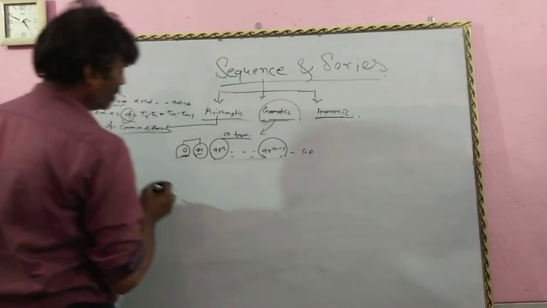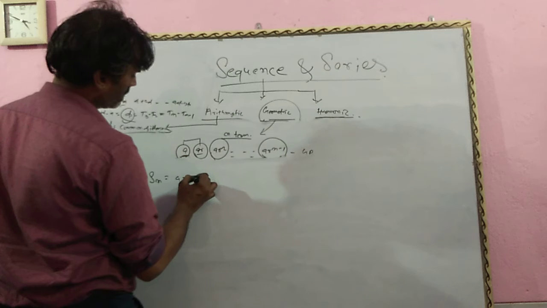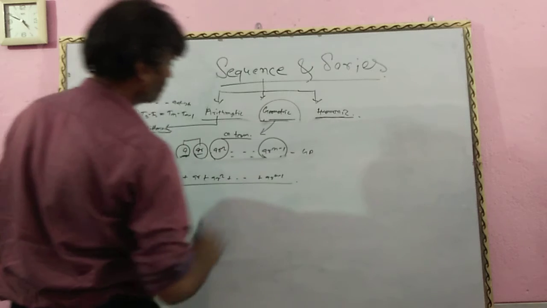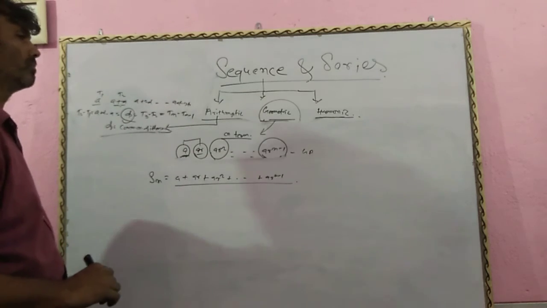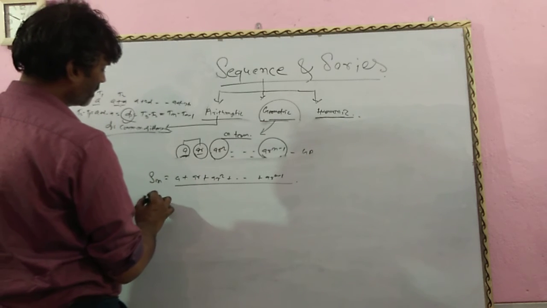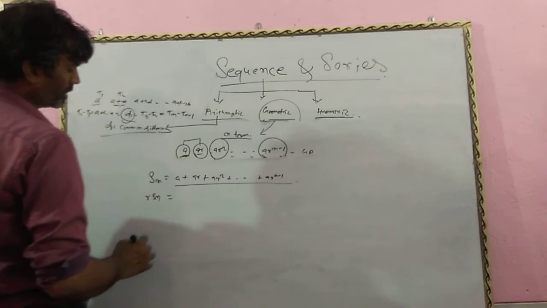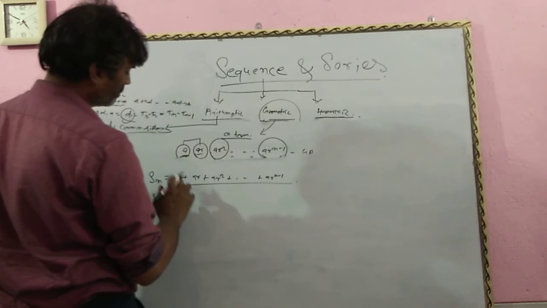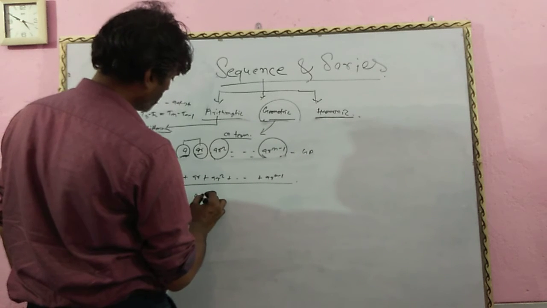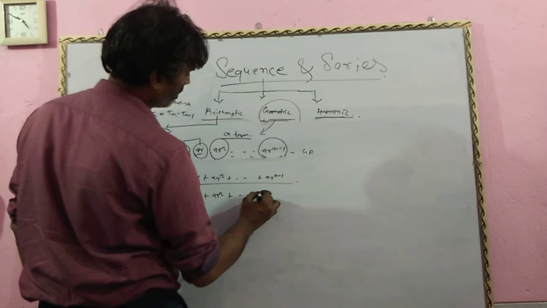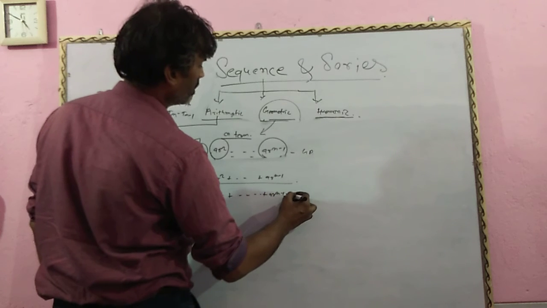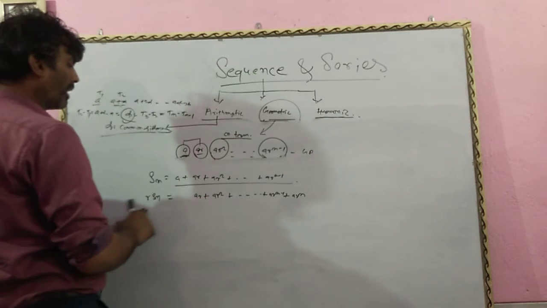In this GP, the sum of n terms will be what? Sn equals a plus ar plus ar square plus and so on, plus ar to the power n minus 1. And multiply this Sn by r. Just write it one place ahead of the first series, so this will be ar plus ar square, and so on; the n minus 1 term will be ar to the power n minus 1 and the nth term will be ar to the power n, because we are multiplying by r, isn't it?